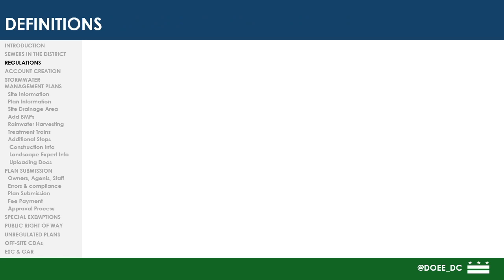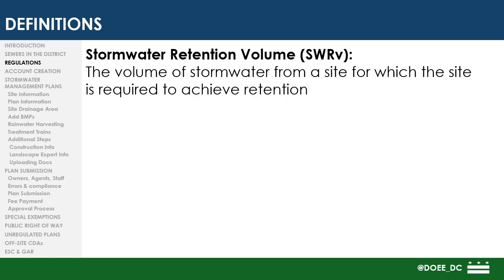Next, let's establish a couple of definitions that are critical to understand if you have a regulated project. First, the stormwater retention volume, or SWRv, which is the volume of stormwater that must be retained for a regulated project. Thinking back to the regulated activities shown a couple slides ago, required retention volumes are calculated using the storm sizes that must be retained for different regulated projects, so either the 0.8 or 1.2-inch storm.